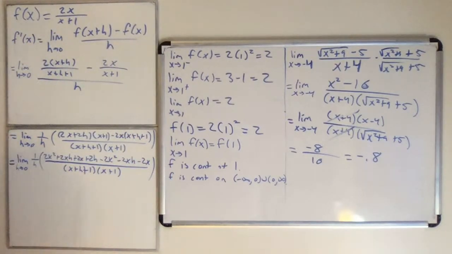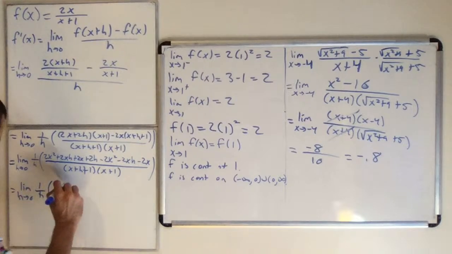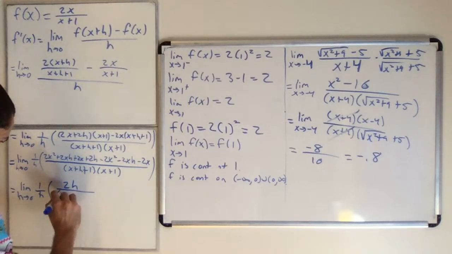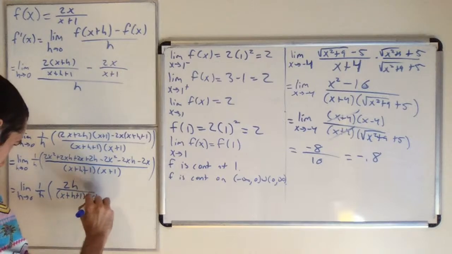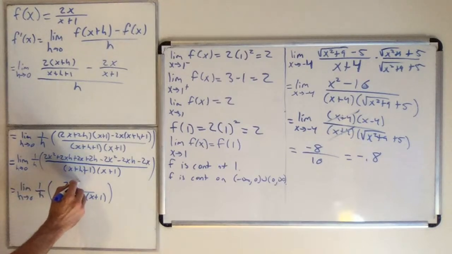Okay, and a lot of terms cancel. I'm not going to actually physically cancel them out because the board's going to get too messy, but you could do that on your own paper. The 2x squared canceled, the 2xh canceled, and the 2x canceled. We're left with a 2h in our numerator. And now we have an h over an h. We could cancel those out, and I'll actually cancel these out.